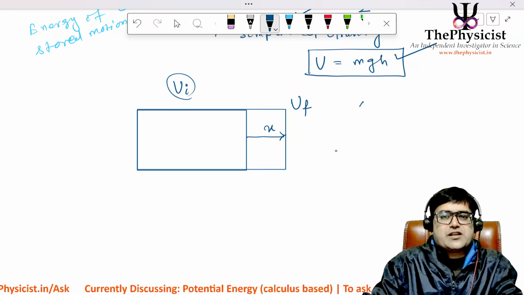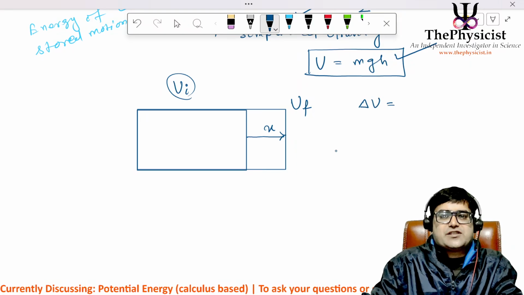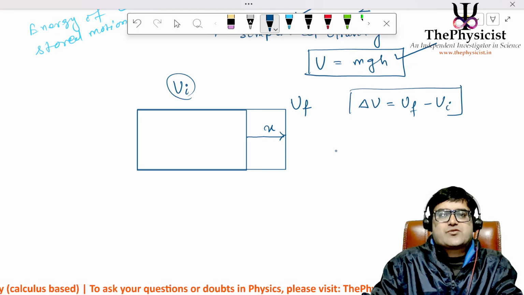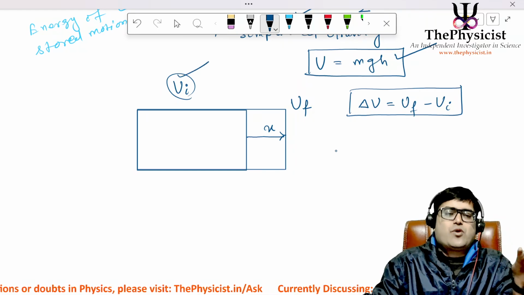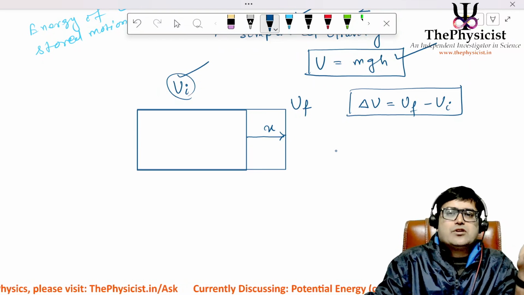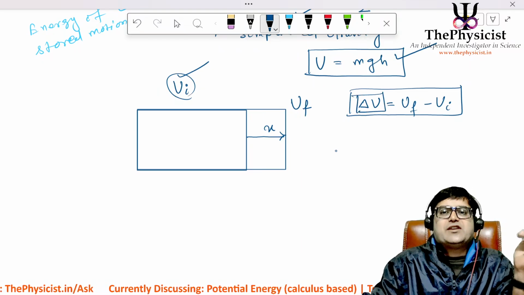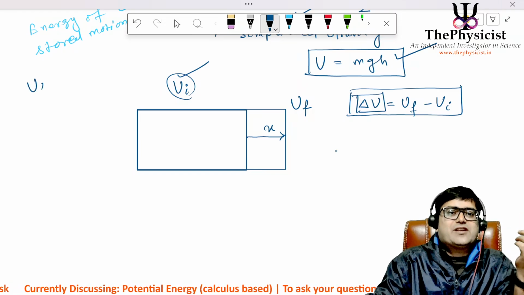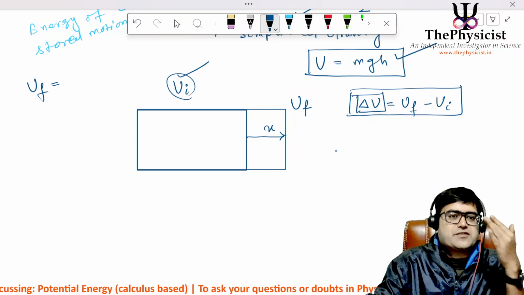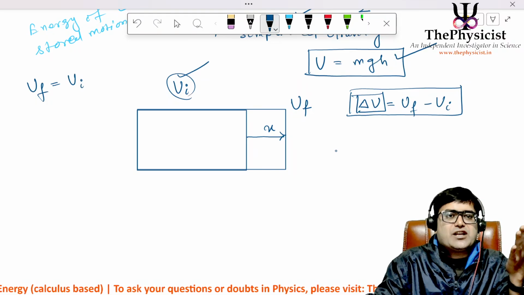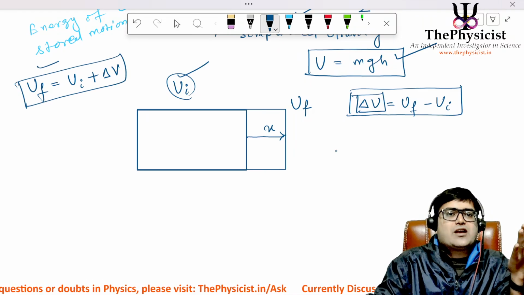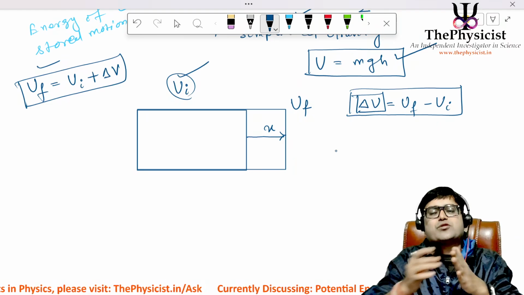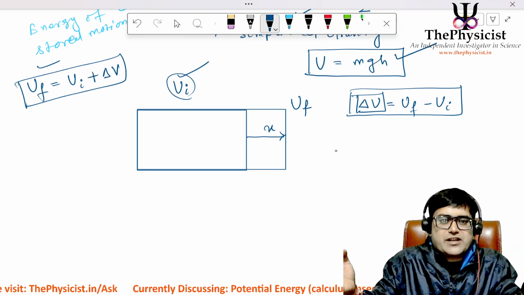So how much is the potential energy stored? Change in potential energy is U final minus U initial. Understand? That's what makes sense. You can assign Ui any value. The only thing that makes sense is delta U, the change in potential energy. So whatever the initial potential energy is, the final potential energy will be just the initial plus the change. Clear?